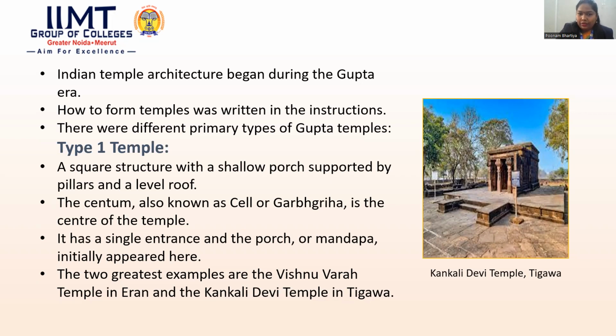It was a square structure with a shallow porch supported by pillars and a level room. There was a platform on which the temple was built, a small platform, and a small square-shaped room-type structure. It was the earliest stage of temple architecture. The sanctum, meaning garbhagriha, also known as the cell, is the center of the temple and it has a single entrance, and the porch or mandapa initially appeared here. The two greatest examples are the Vishnu Varaha temple in Eran, and second is the Kankali Devi temple in Tigawa.